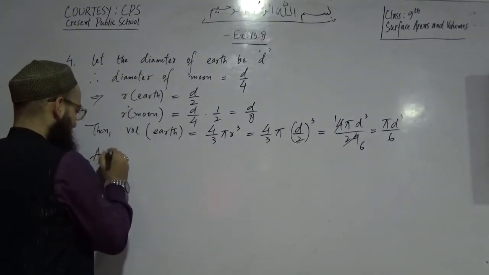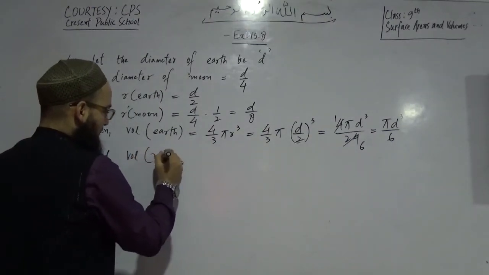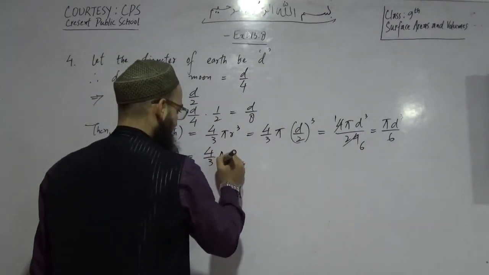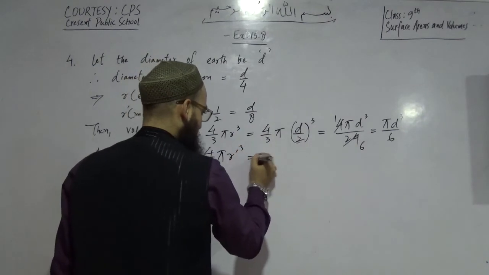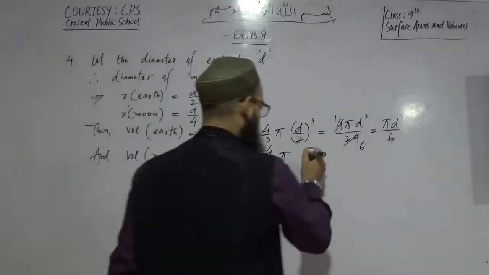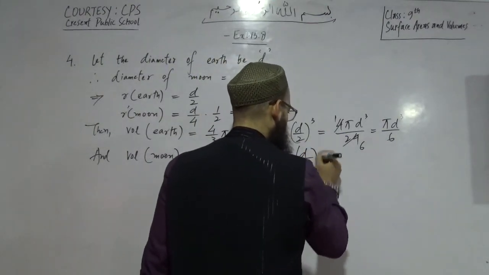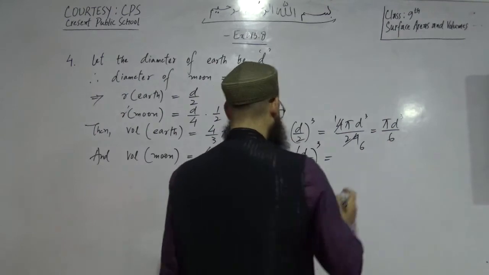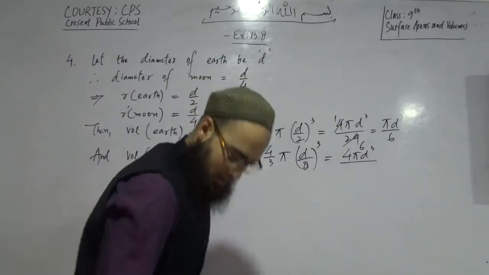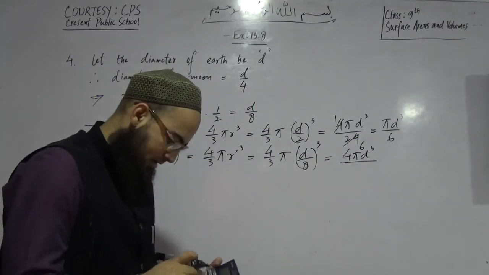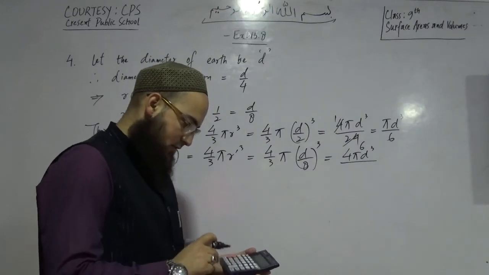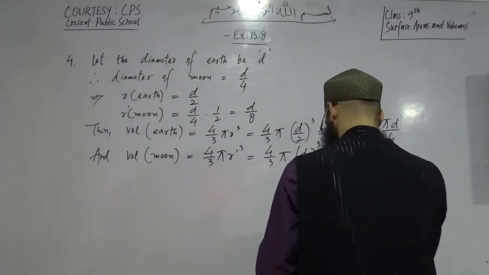And volume of Moon is equal to 4 by 3 pi r dash cube. Keep pi as such. Now r dash is d by 8, so d by 8 cube. That will give you 4 pi d cube divided by 8 cube, which is 512. 8 times 8 times 8 is 512. Now 512 times 3 will give you 1536.